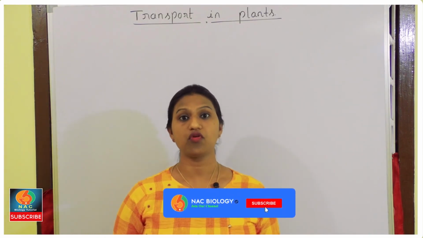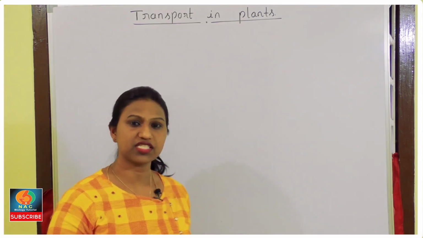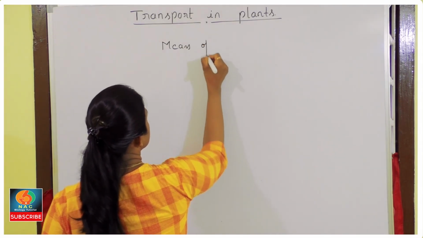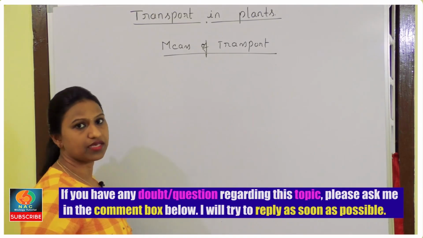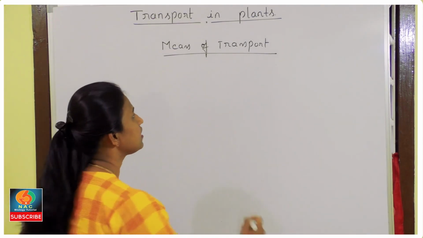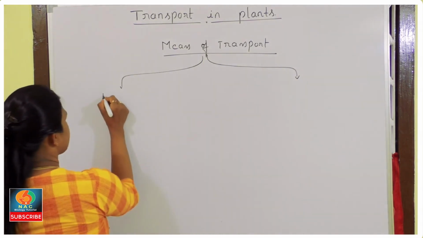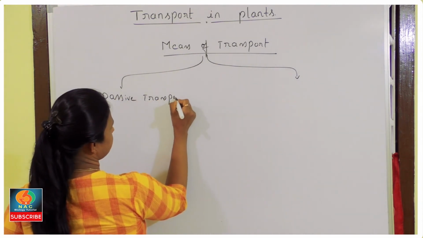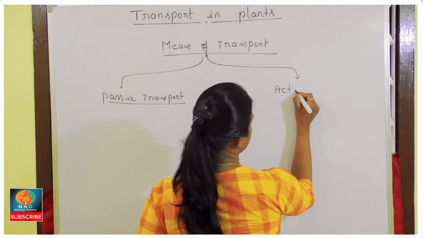Now let's talk about different means of transport. First, let me draw a flow chart, and after that we'll explain one by one. Means of transport. Basically, we can classify the mode of transport of materials in the plants in two categories. One is passive transport, another one is active transport.